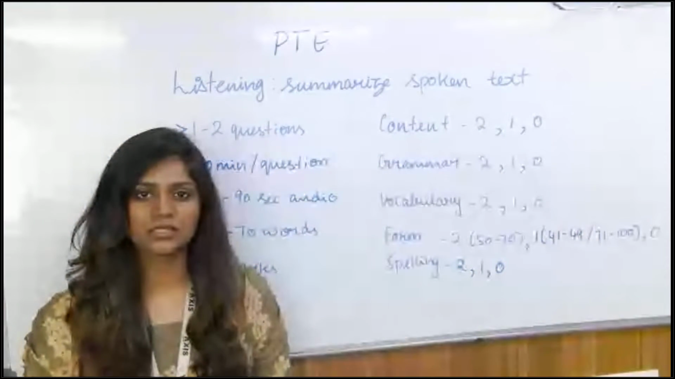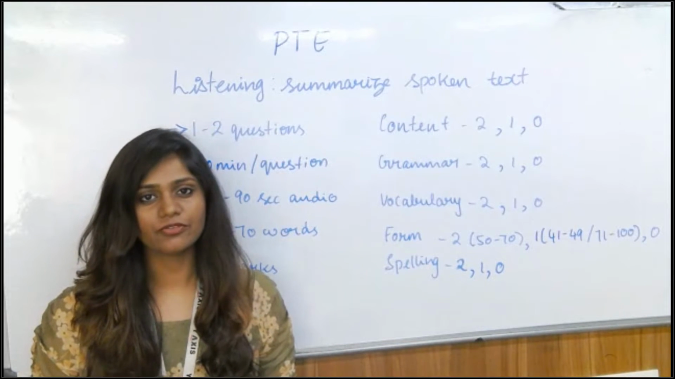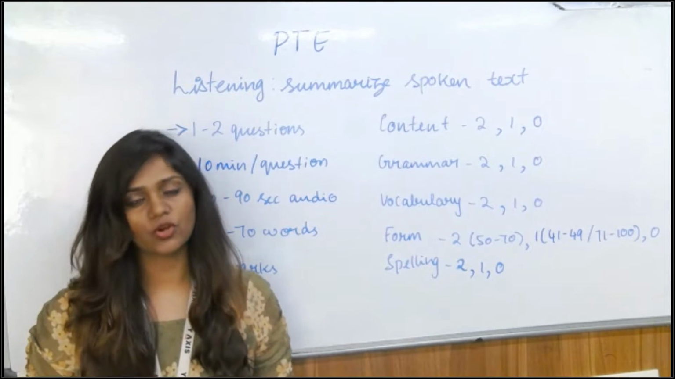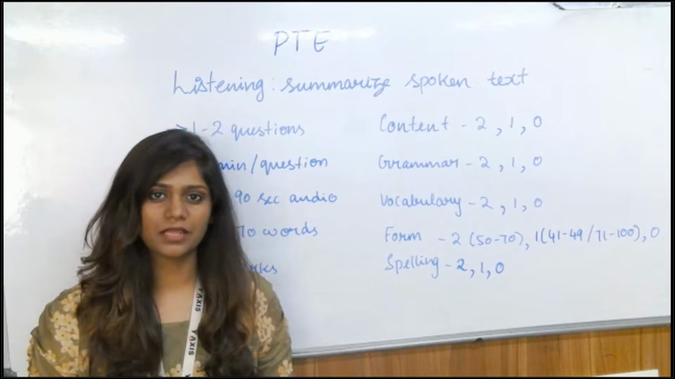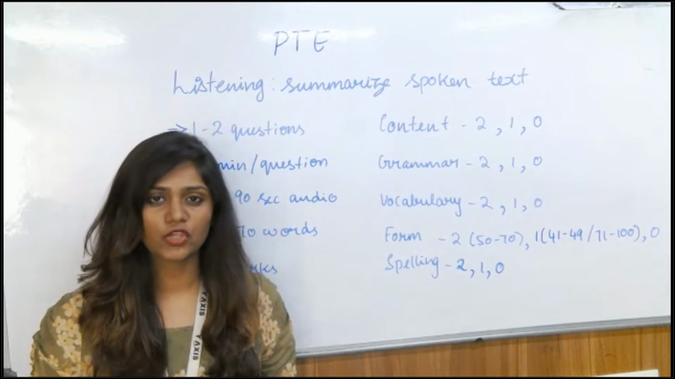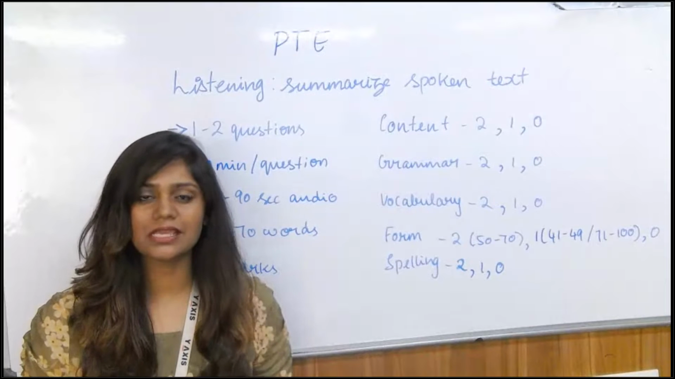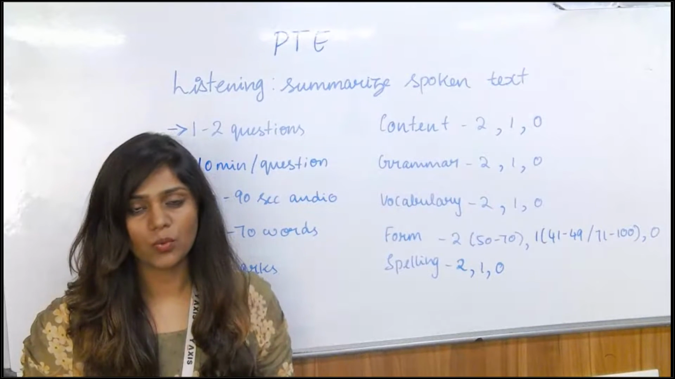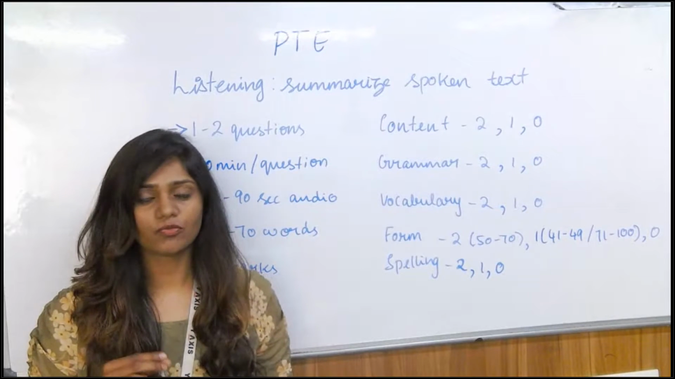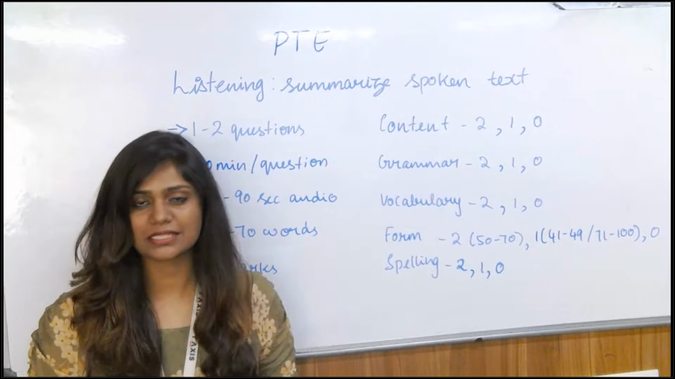So here you're going to listen to an audio and write down a summary in 50 to 70 words. In the summarized written text in the writing module, you would also be writing a summary, but you would be reading the text and writing down the summary. Here the difference is you would now listen to the audio and write down the summary, and this summary can be of multiple sentences. Whereas the summary that you're supposed to write in summarized written text would be of one sentence. So that is the difference between summarized written text and summarized spoken text.